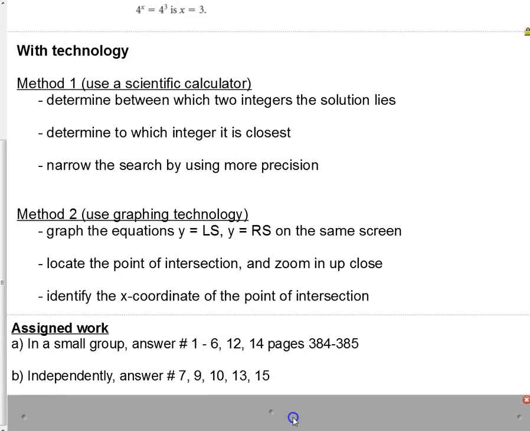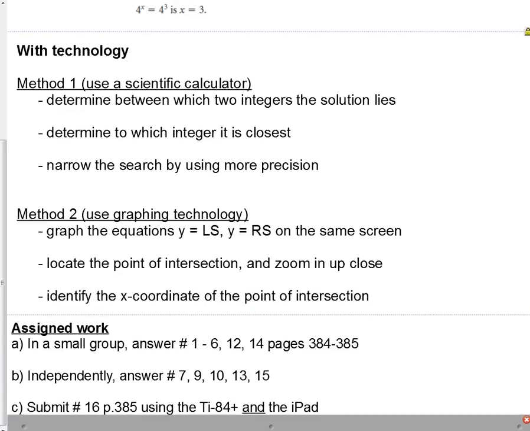So in class, we're going to be working again in small groups, looking at a variety of problems to see that we understand the three basic strategies. Independently, you'll have a chance to look at different types of problems, some using common base, some using systematic trial, some using the graphing calculator. For the feedback problem, I'm going to have you use the iPad again and the graphing calculator to solve number 16, which is a question where you can use a common base, but you can also use other strategies as well.